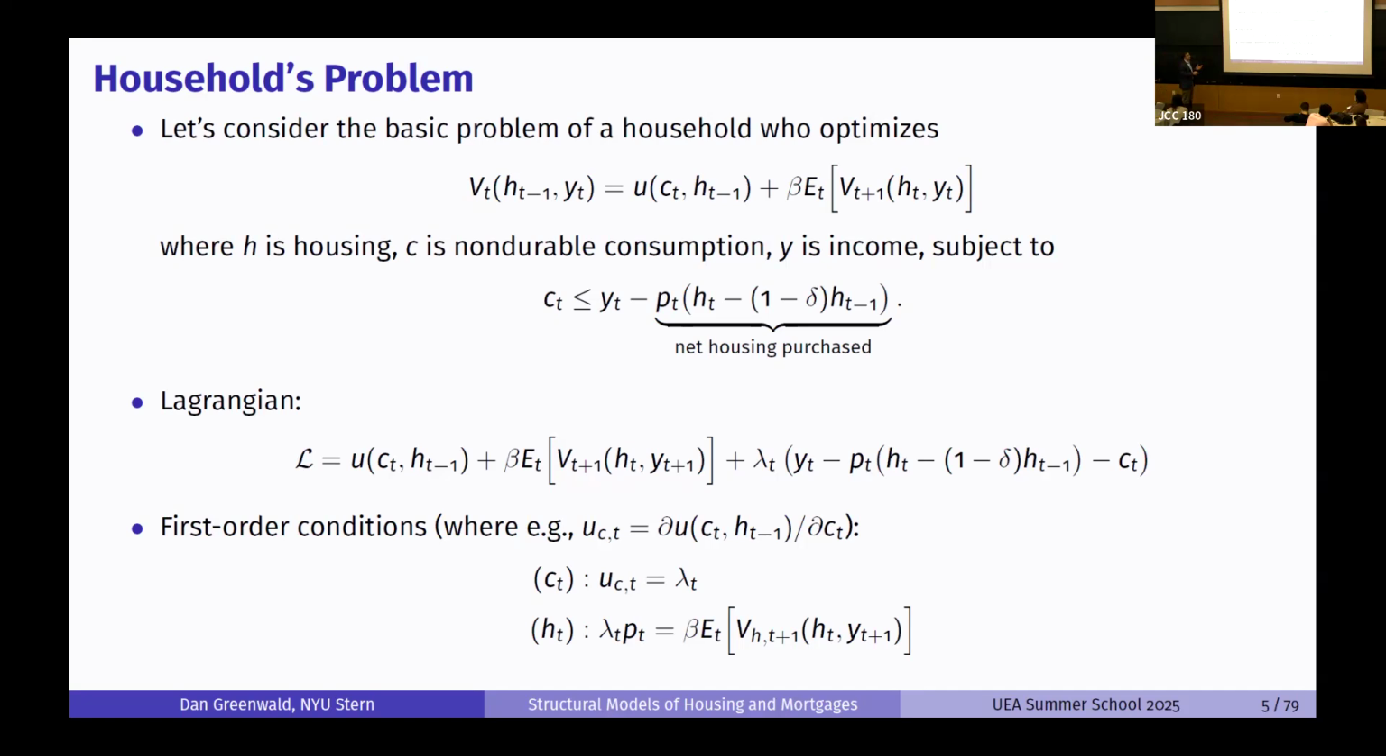That costs you P times H, where P is the price of housing. Let's say this is like per square foot. This is the number of square feet. But then you came in with a house, maybe net of depreciation delta. Okay, so your net purchase is what you're buying net of what you came in with and can sell, basically.